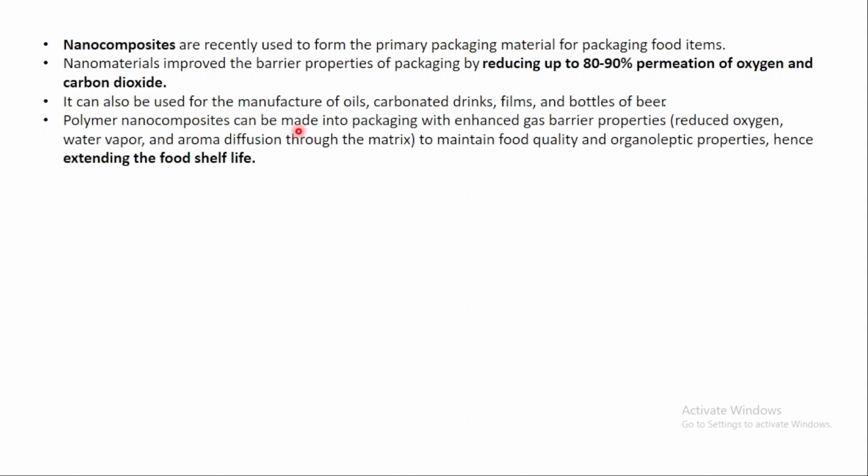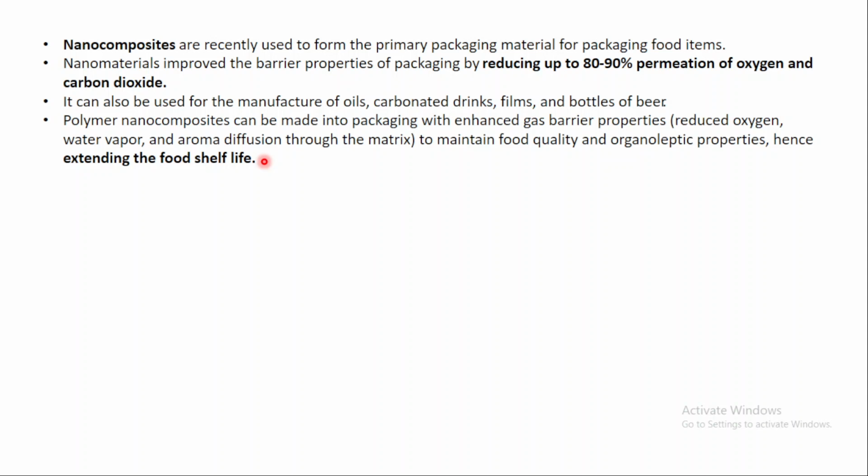Polymer nanocomposites can be made into packaging with enhanced gas barrier properties, reducing oxygen, water vapor, and aroma diffusion through the matrix. Yeah, so aroma diffusion is also an important property which comes into consideration while packaging a food material. So, what is aroma in a food? The smell or the pleasant aura of the food, the smell of the food that we capture, is also a part of the taste of the food.